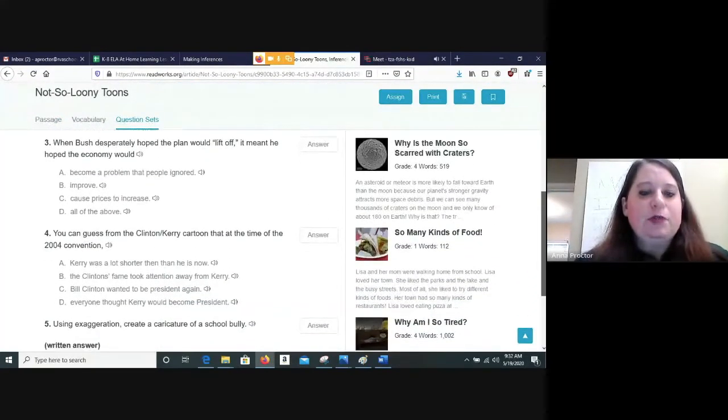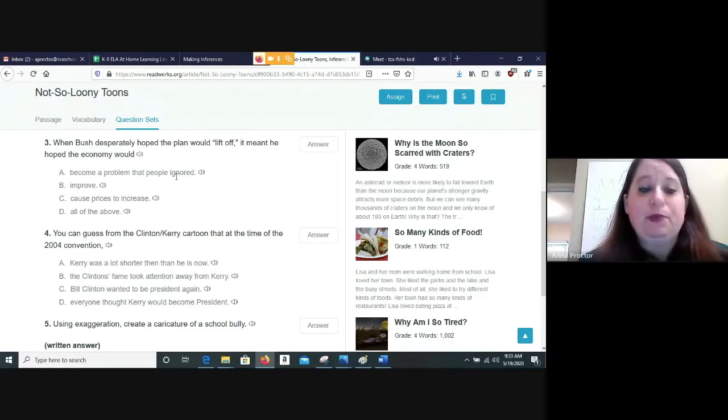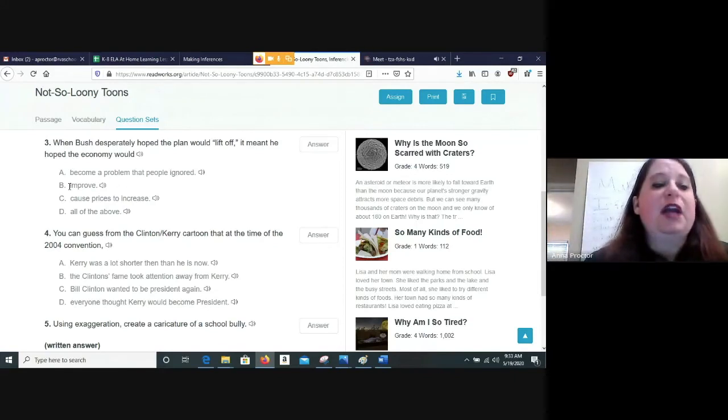When Bush desperately hoped the plane would lift off, it meant he hoped the economy, which is represented by the airplane, would A, become a problem that people ignored. That's probably not correct based on our background knowledge and our text evidence that we just read. He hoped the economy would improve.